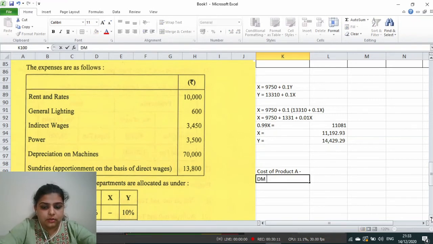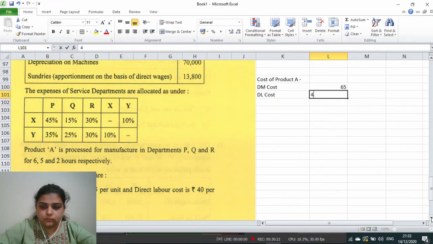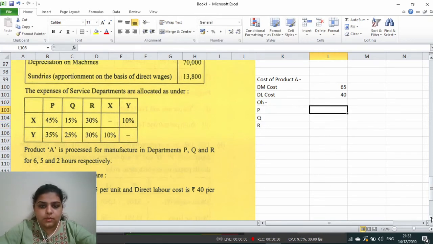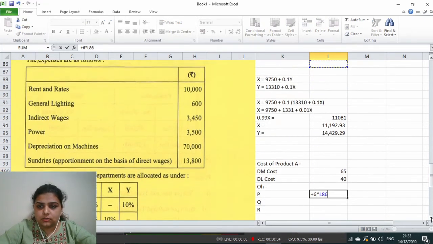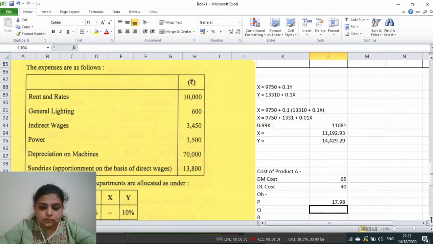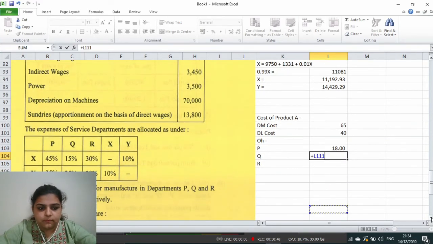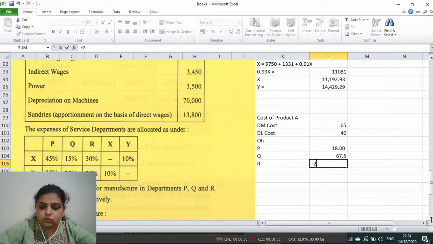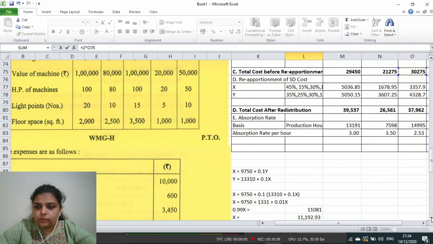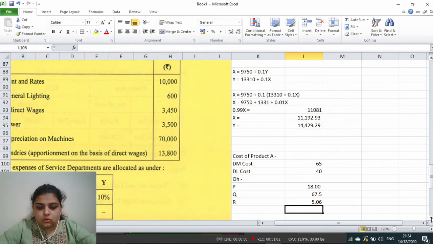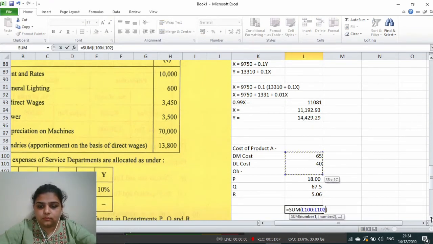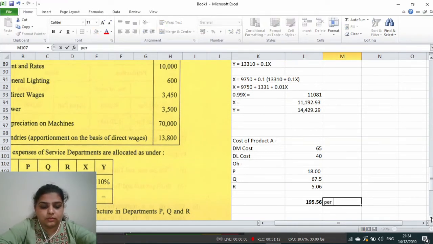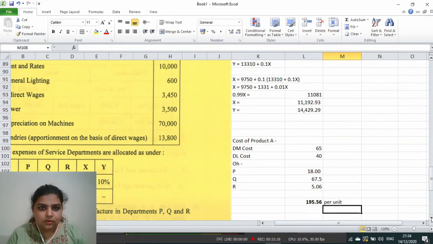It would be direct material cost 65, direct labor cost 40, overheads. Departments P, Q, and R. P is spending 6 hours into the rate, that is 3. Next is 6 into 3. Next is how many hours? 5 and 2 hours. So 5 into 13.5 and 2 into 3.2, 2.53. So the total cost would be 195.56. Yes. So this is the solution for part 2.